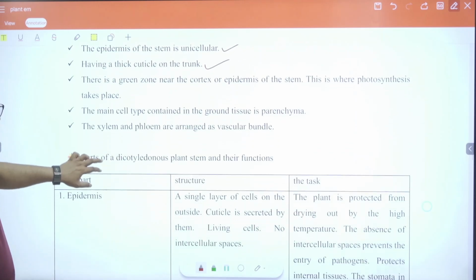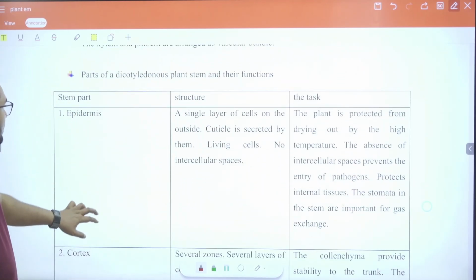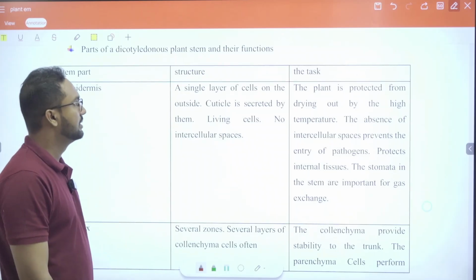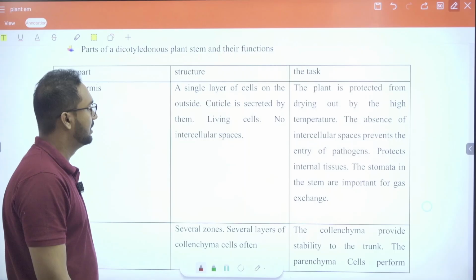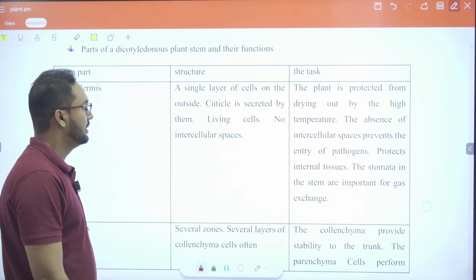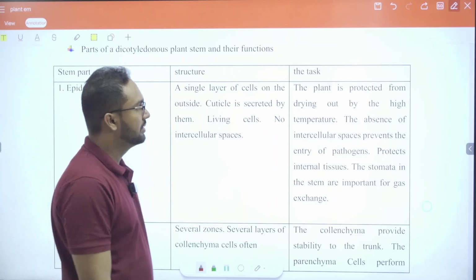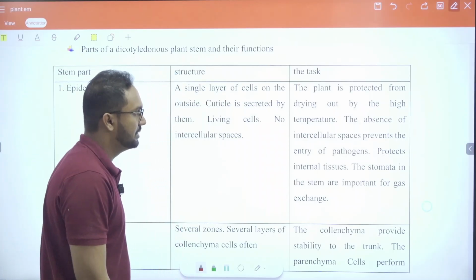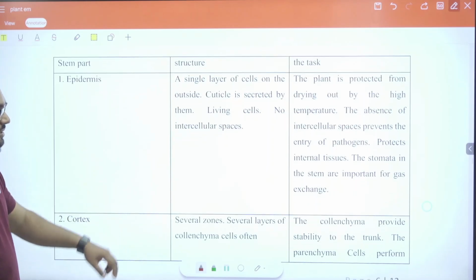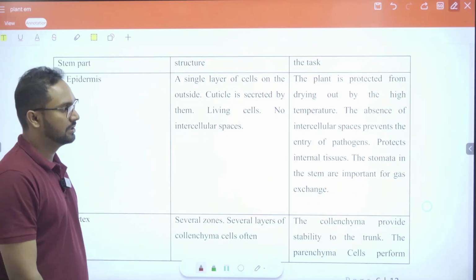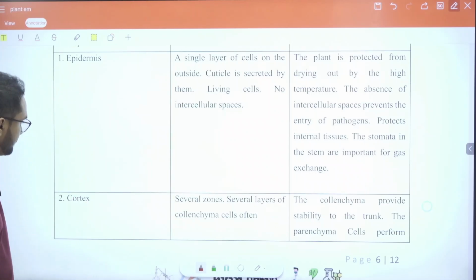The parts of a dicotyledonous plant stem and their functions, right? The epidermis is a single layer of cells on the outside; the cuticle is secreted by them. Living cells, no intercellular spaces. The plant is protected from dying out by high temperature. The absence of intercellular spaces prevents the entry of pathogens and protects internal tissues. The stomata in the stem are important for gas exchange.